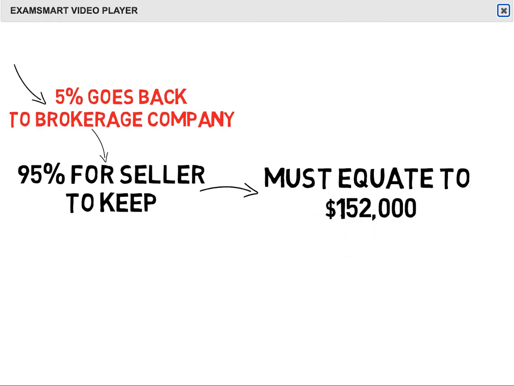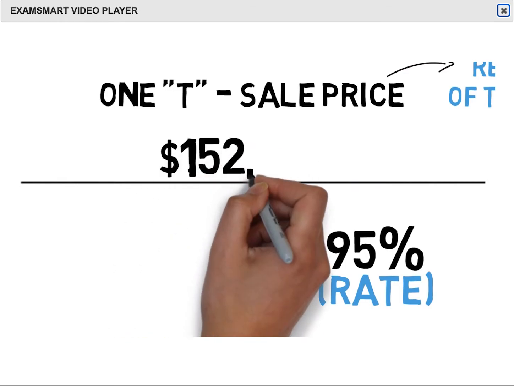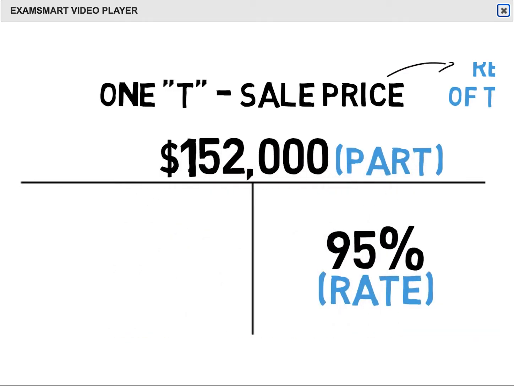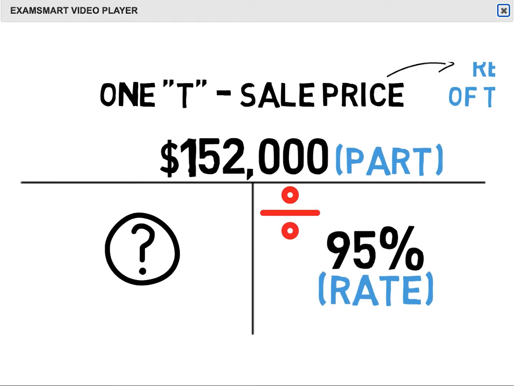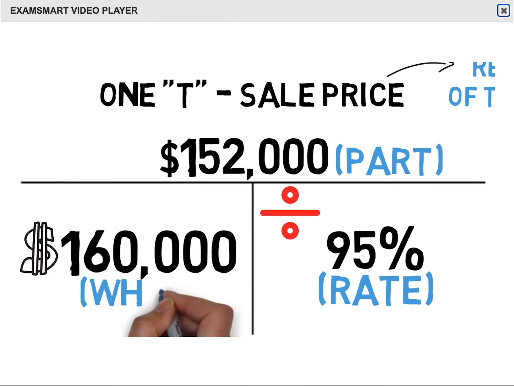So in our T, 95% goes on the bottom right. That's the percentage. The $152,000 is part of the total sale price. That goes up on top for the part. Our formula tells us to take the top number and divide by the bottom number. So if we take $152,000 and divide by 95%, that gives us our sale price of $160,000 for the whole amount, and that would be our answer.